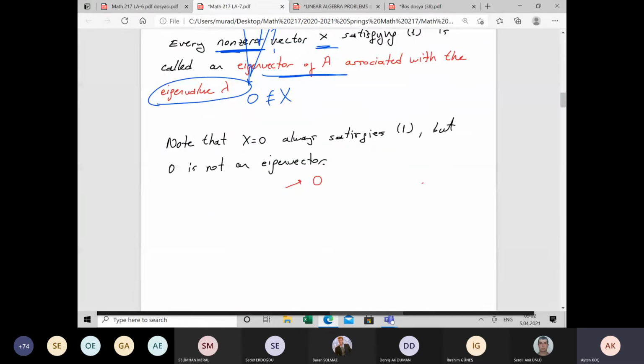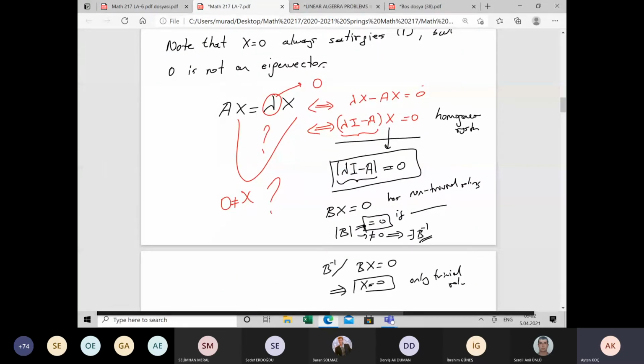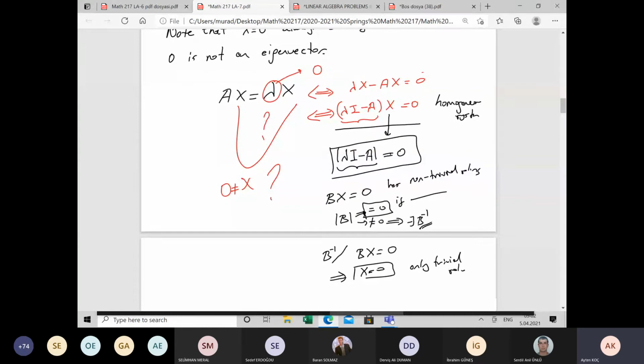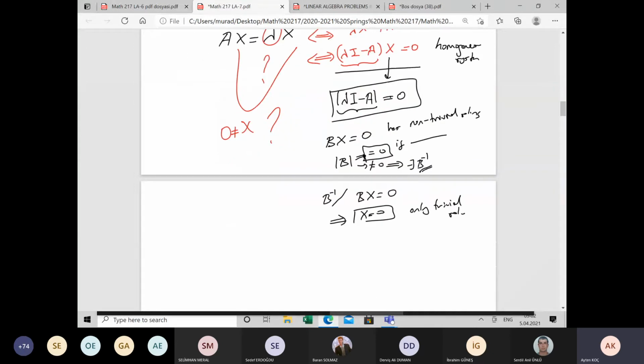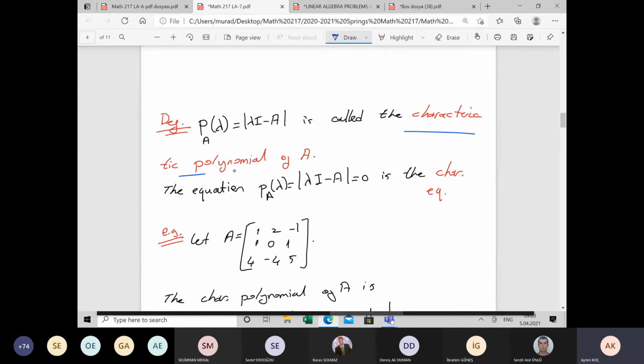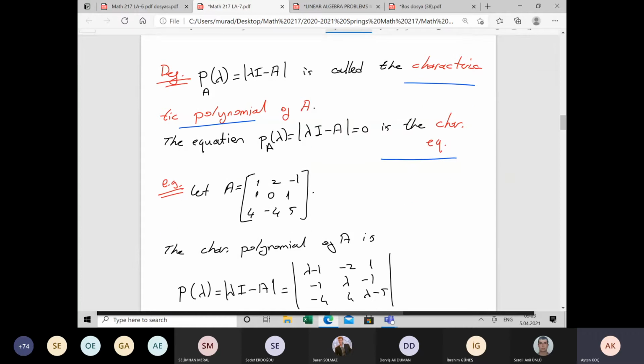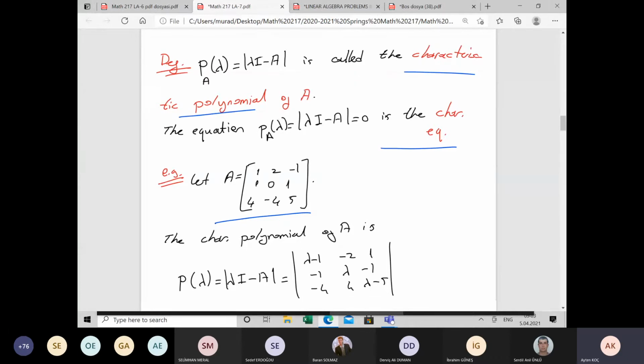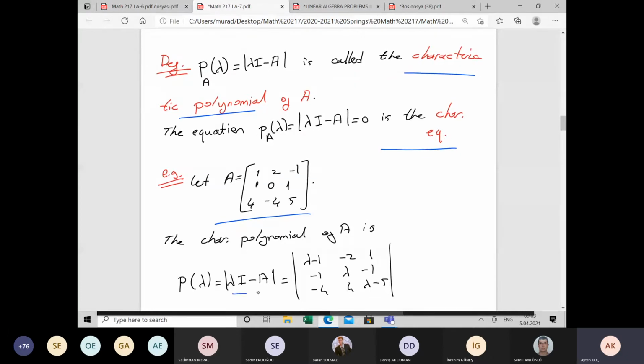Take our matrix A. It's okay. And find the characteristic polynomial of A. So construct lambda I minus A. What does it mean? Lambda is a scalar. I is an identity matrix: 1 0 0, 0 1 0, 0 0 1, and minus A. Right here, A. It's okay.